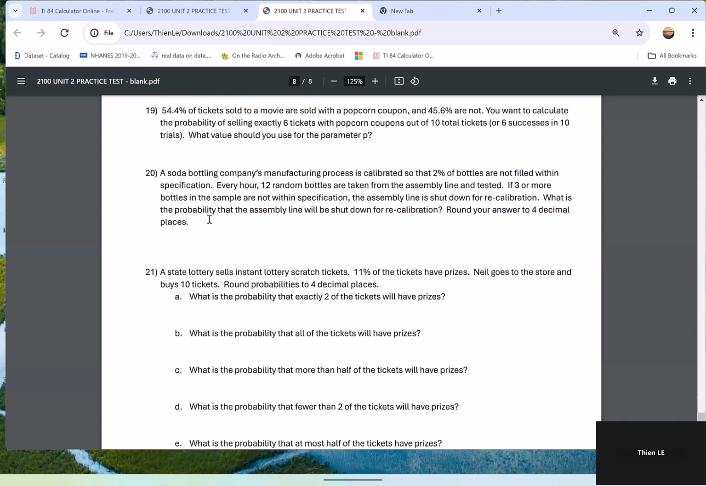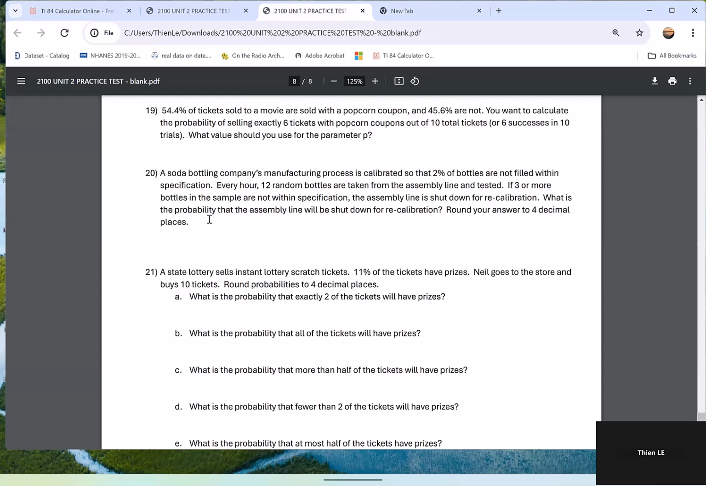A soda bottling company's manufacturing process is calibrated so that 2% of bottles are not filled within specification. Every hour, 12 random bottles are taken from the assembly line and tested. If three or more bottles in the sample are not within specification, the assembly line is shut down for recalibration. What is the probability that the assembly line will be shut down for recalibration?